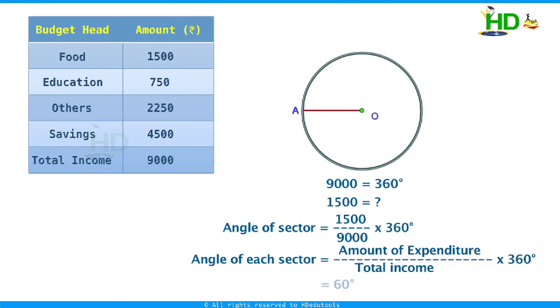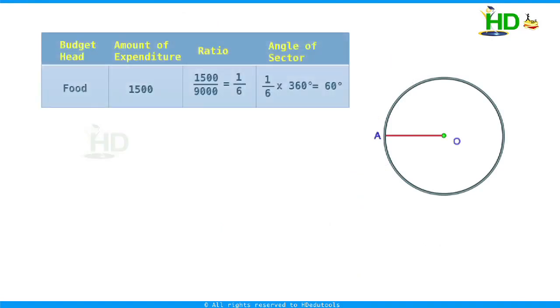Now this is 60 degrees. That is, 1500 is 1 by 6th part of 9,000. Therefore, the sector related to food expenses is 1 by 6th of the circle. The area of this sector is 1 by 6th of the area of the circle. Now this angle is 60 degrees. Now you construct the angle of the sector for food, that is 60 degrees. Angle AOB, this is 60 degrees.